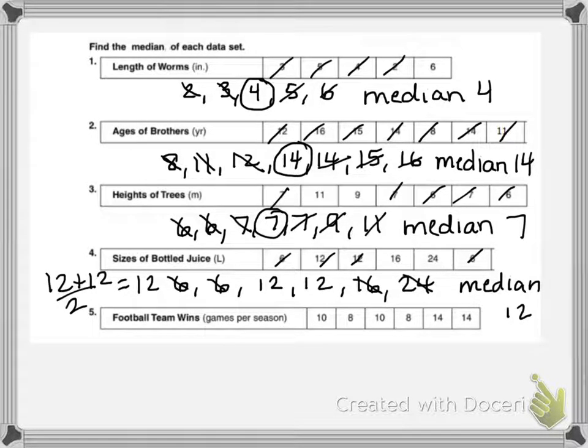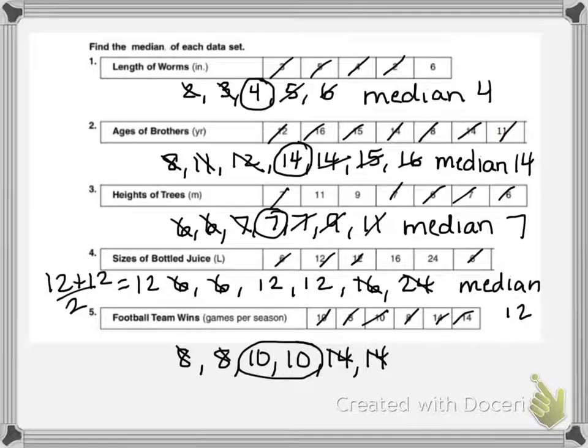All right, we're on to our last problem here. So we're going to have an 8, another 8, 10, another 10, 14, and a 14. All right, so as I work towards the middle, again, we're left with 2 numbers in the middle. We're going to add them together, 10 plus 10, and then divide by 2. That's going to be 10.